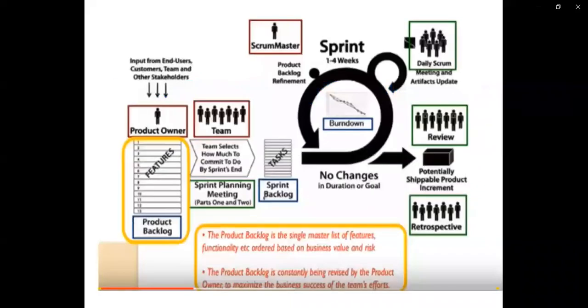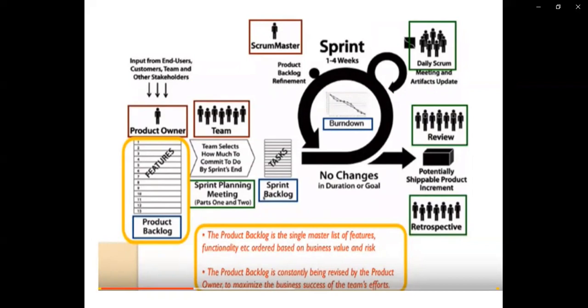Now, next part, when I consider features or the product backlog. Basically, the product backlog is a single master list of features, which is nothing but the functionality. Okay. So, for example, it is ordered based on business value and risks. That is what I have to consider first, what is required to be added to my features. So the product backlog is constantly being revised. Why is it revised? Because sometimes the customer gives me input like, I want this functionality to be executed first, and the other one which was listed previously later.